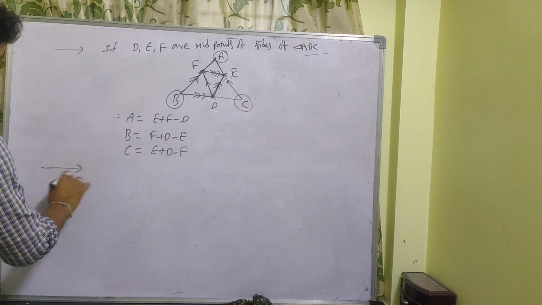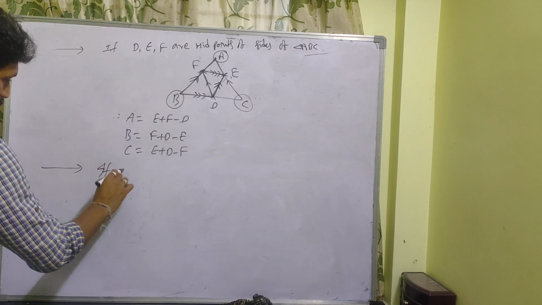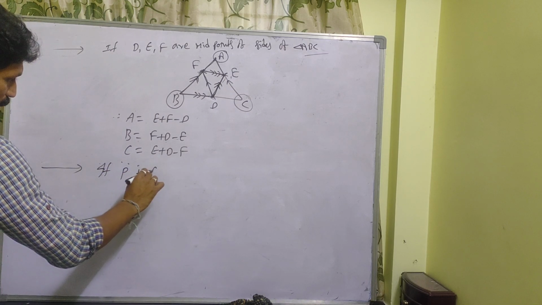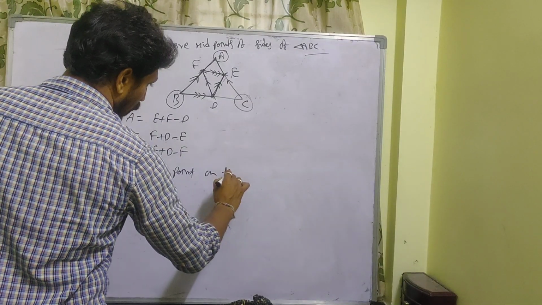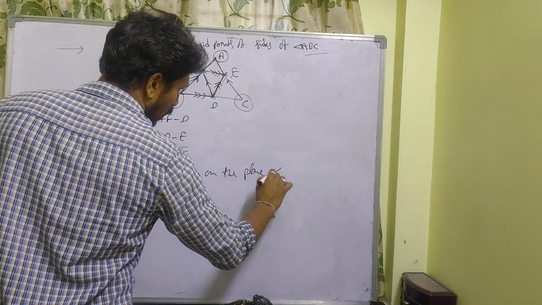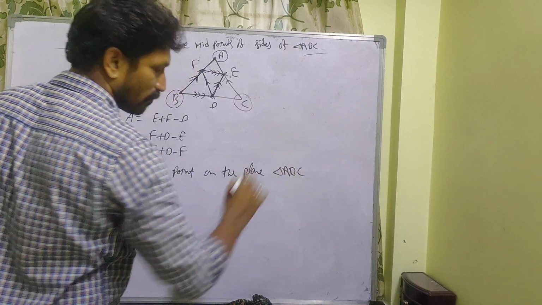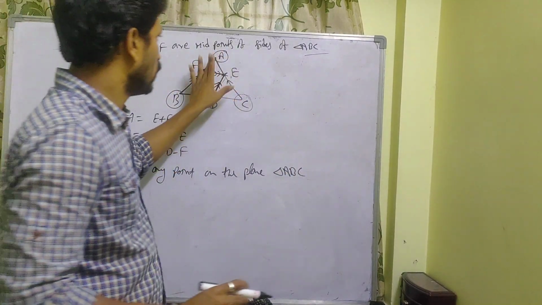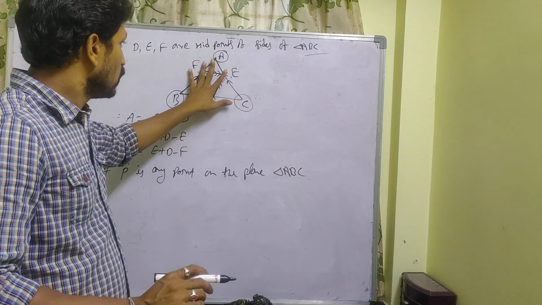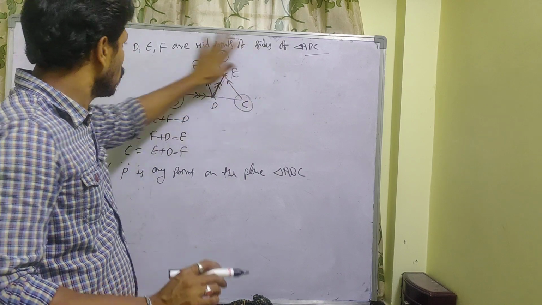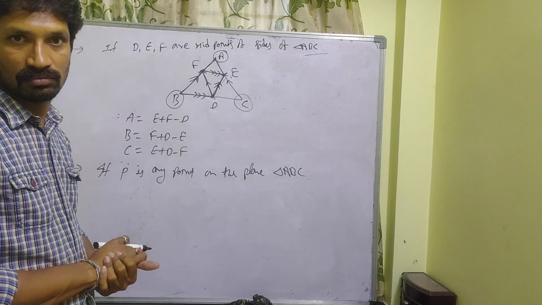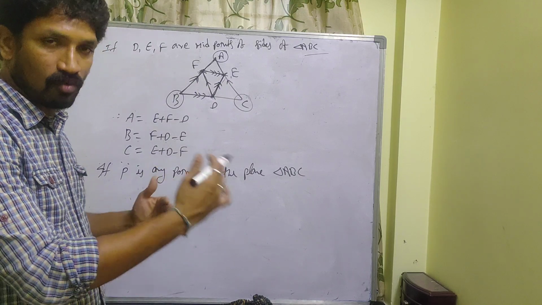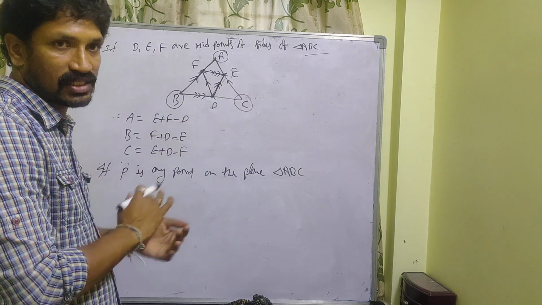Next concept. If P is any point on the plane of triangle ABC. Suppose here it is the triangle ABC. This triangle ABC plane is nothing but this one. Wherever you can take P. But if they give one more condition, based on that condition, you should consider the P.